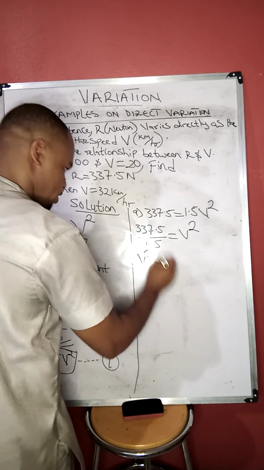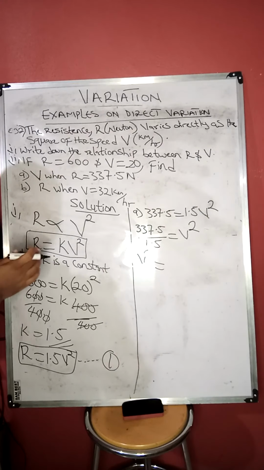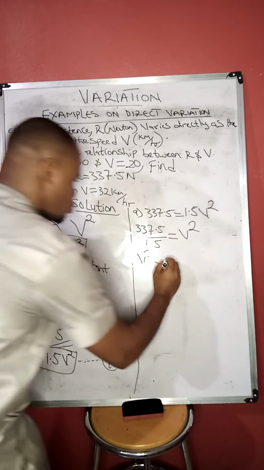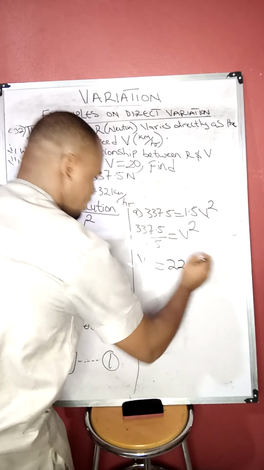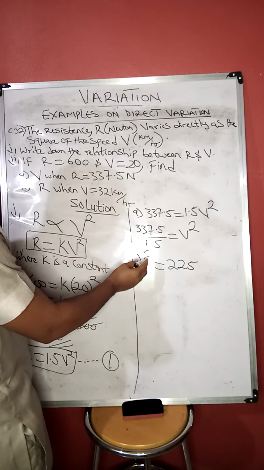My V squared is equal to, if you divide this, what are you getting? Let me punch my calculator quickly. I'll be having 337.5 divided by 1.5. What did it give me? It gave me 225. Now, I'm having V squared here. I need just V. What do I do?